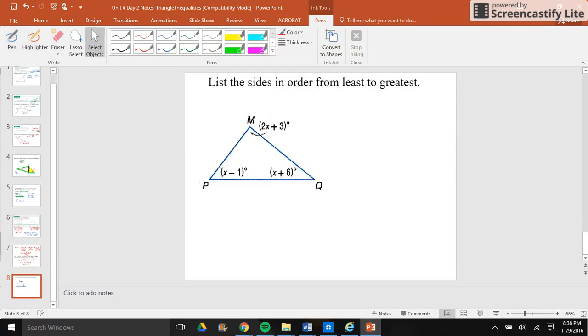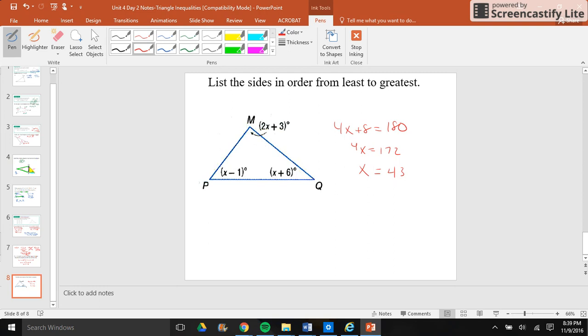Now, the last example here goes back to being similar to the word problem earlier. List the sides in order from least to greatest. Well, first I have to find x by adding these all up. So 2x plus x plus x is 4x. 3 minus 1 is 2, plus 6 is plus 8. When I add all three of these up, it's going to add up to 180. So 4x equals 172. Now, x is going to be 43.